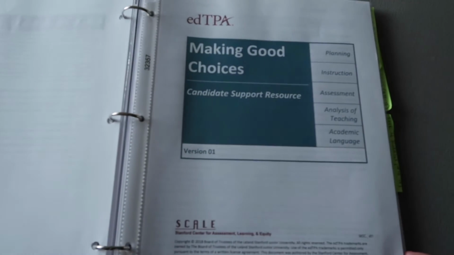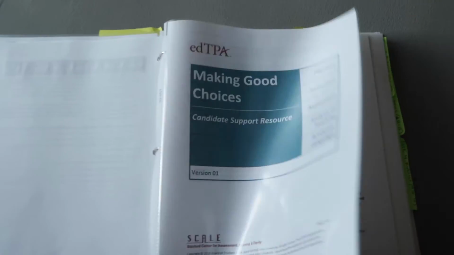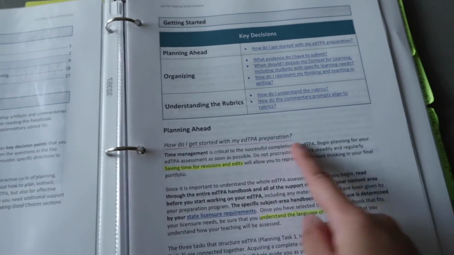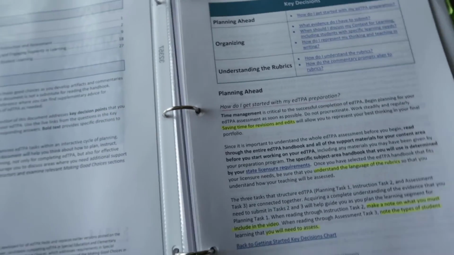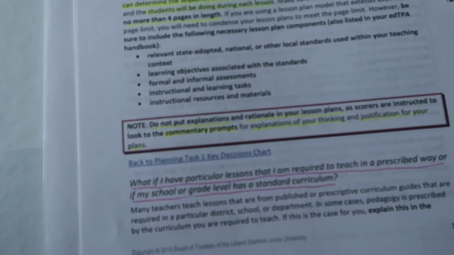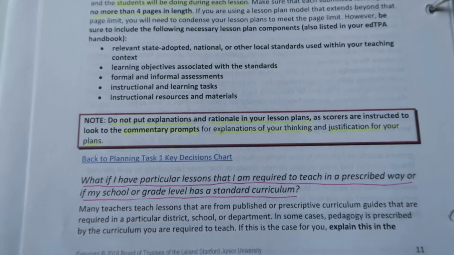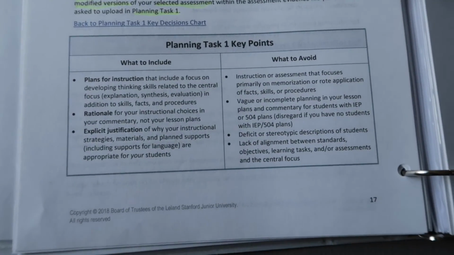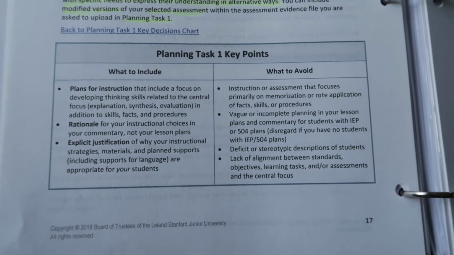And then the next one is making good choices. Make sure you print that out because there are definitely specific questions. I like how it says, how do I start with my edTPA planning? There's specifics in there that tell you exactly what to do. And I also like how this making good choices gives a note to make sure what not to do as well. All right, so this is what I'm talking about. The planning task key point, what to include and what to avoid.